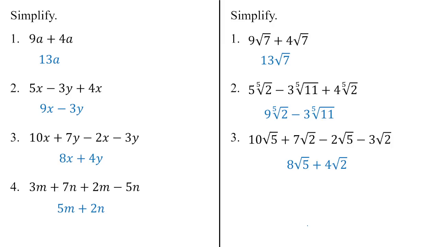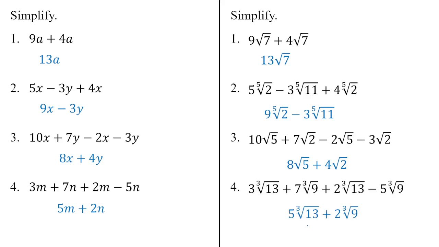Finally, we do 3m plus 7n plus 2m minus 5n. When we combine our like terms, we combine the m's, that gives you 5m, and we combine the n's, which is 2n. Well, it's the same thing. We combined the cube root of 13's, and we combined the cube root of 9. Therefore, we have 5 times the cube root of 13 plus 2 times the cube root of 9. So again, all adding and subtracting radicals is just combining like terms.